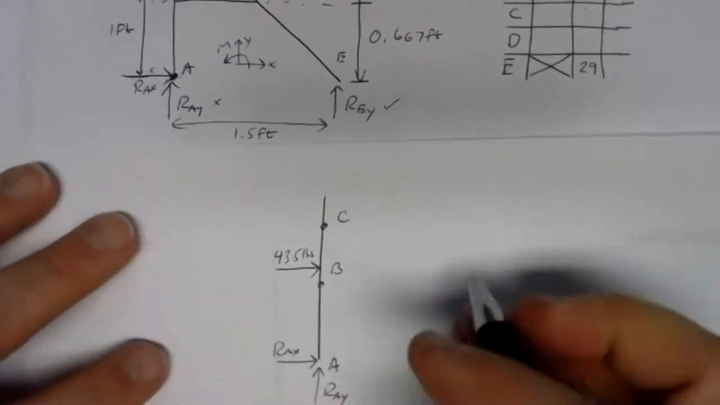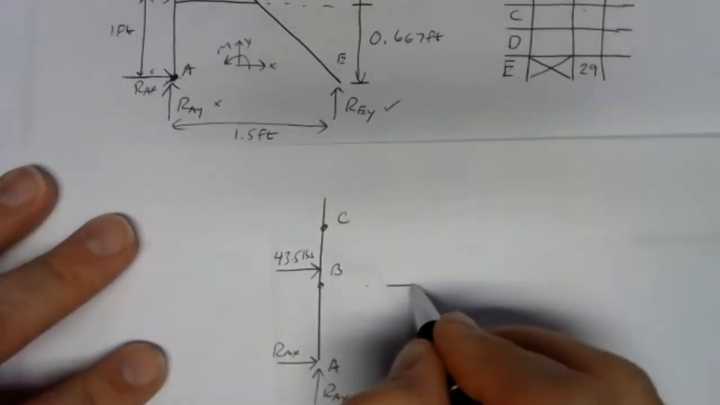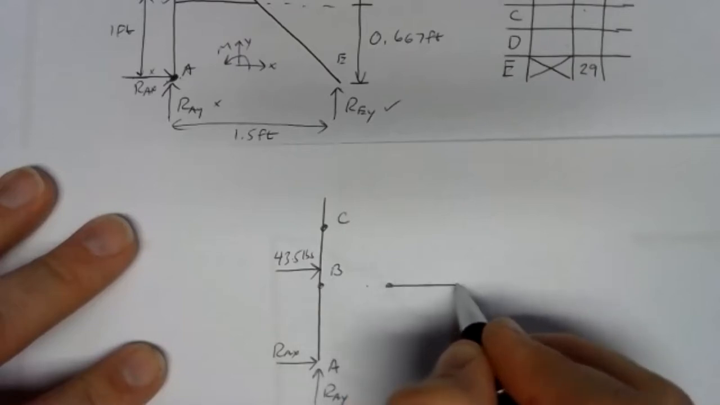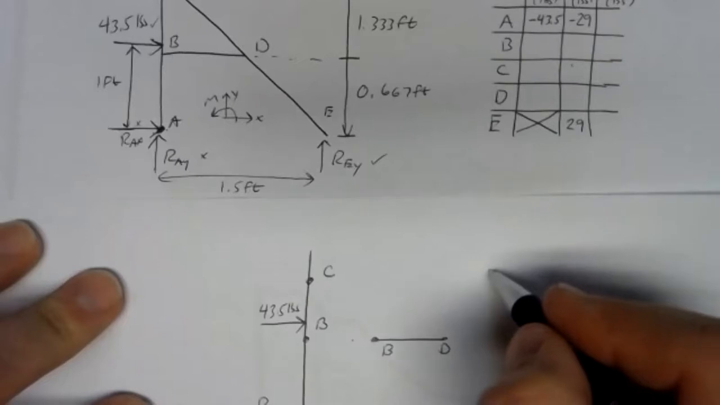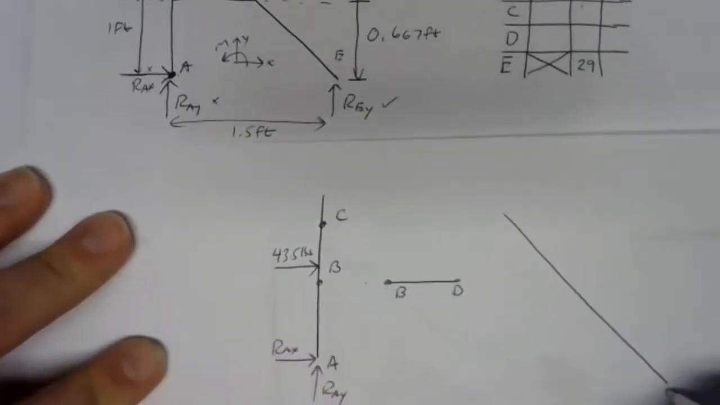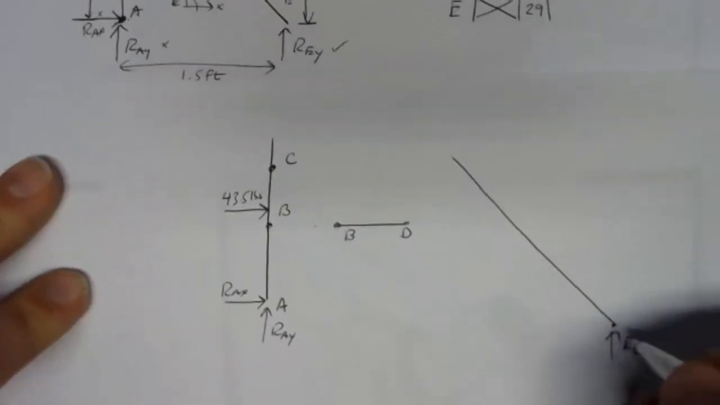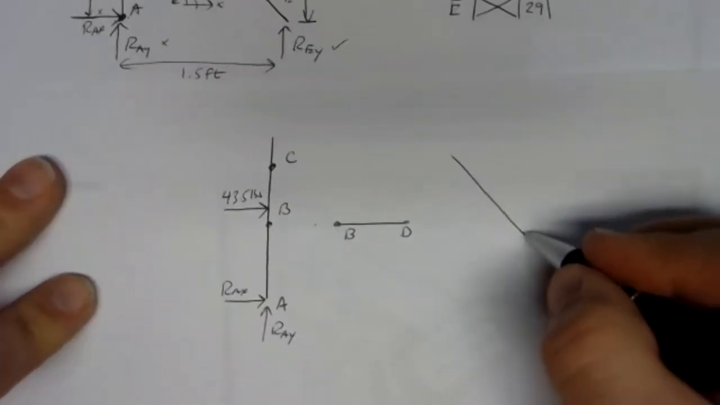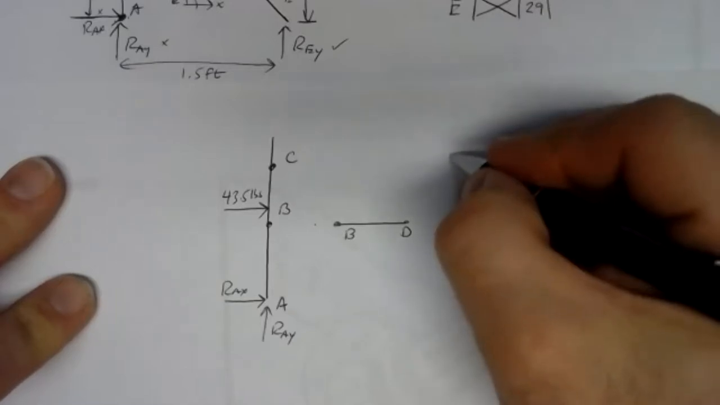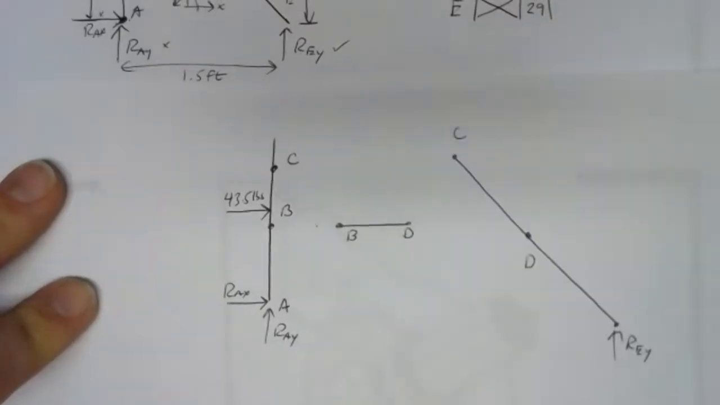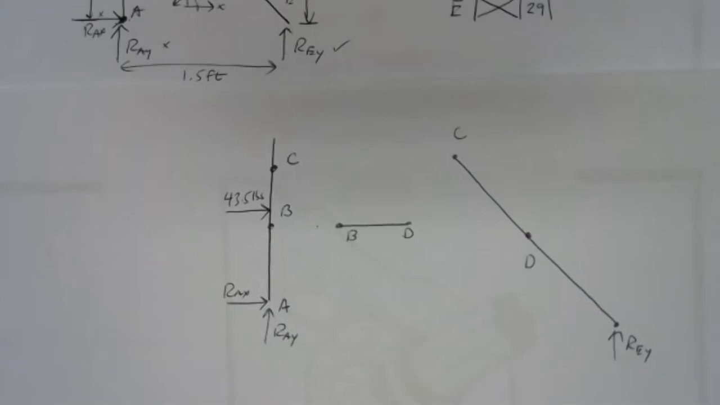If I was drawing an exploded view, I'd have to have a horizontal member here, member BD. And then off to the side here, I'd have to have this slanted member, which has E at the end, REY. And then over here someplace, joint D. And over here someplace, joint C. So those are the three members of the truss, or members of the frame, just separated and split apart.